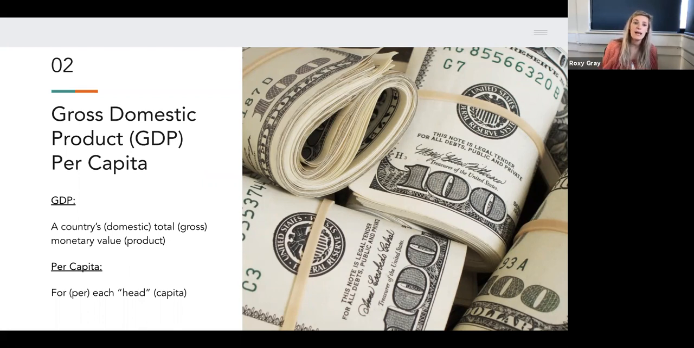And then that little tack on there, per capita, you've probably used the word per before to mean divided by or according to or for, and then capita, if you look at the etymology of the word, translates to head, so each head, so that idea of per head. So that's what it basically means: the total monetary value of everything in the country, divided by or per person.